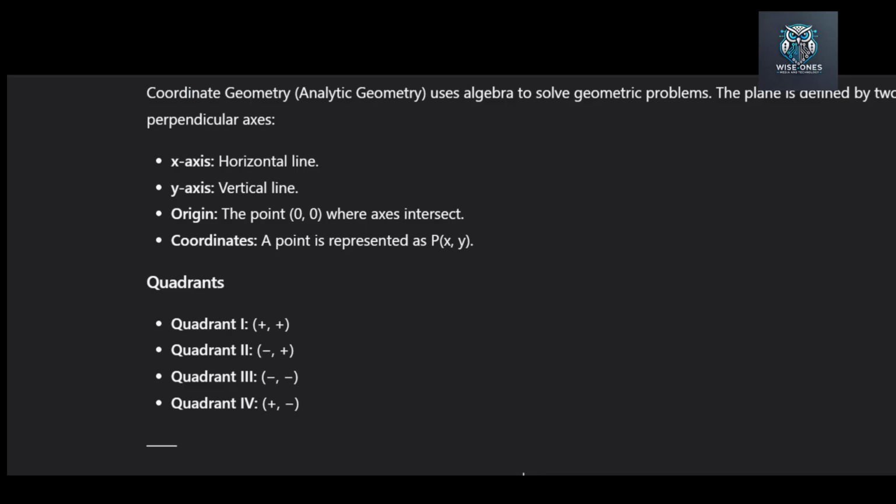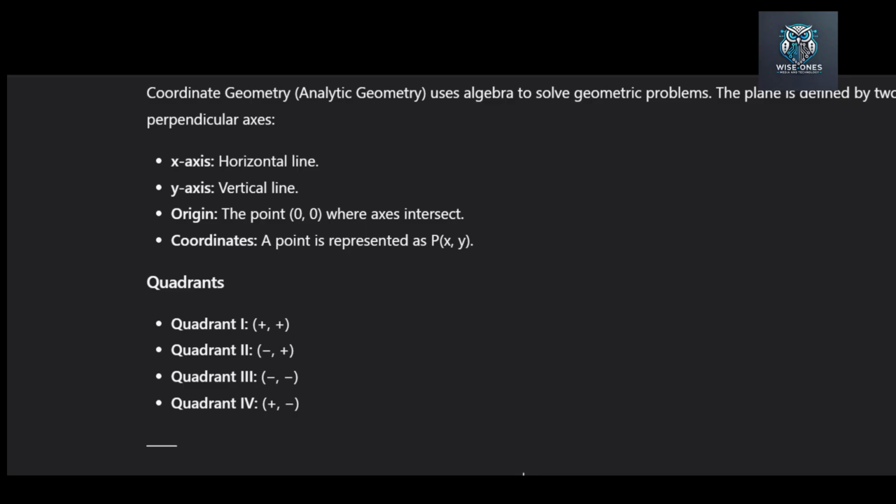These 2 axes intersect at a point called the origin. The coordinates of the origin are 0, 0. Any point on this plane is represented as P open bracket x, y close bracket. The x tells you how far left or right to go. The y tells you how far up or down to go. There are 4 sections on this plane called quadrants.